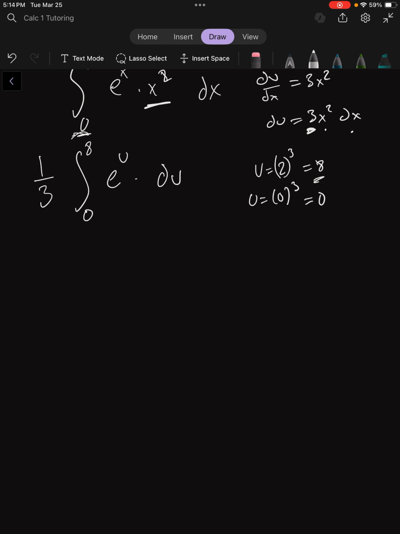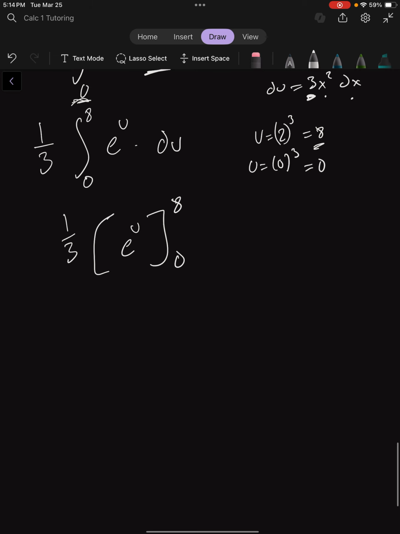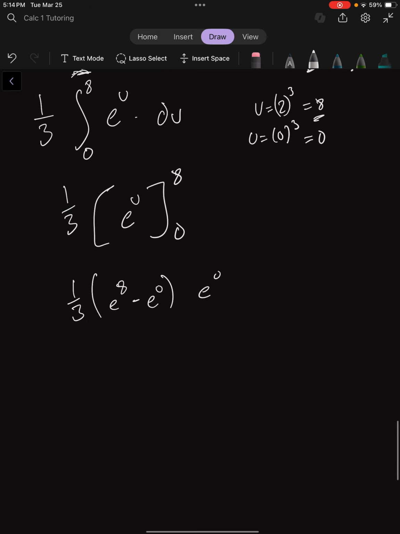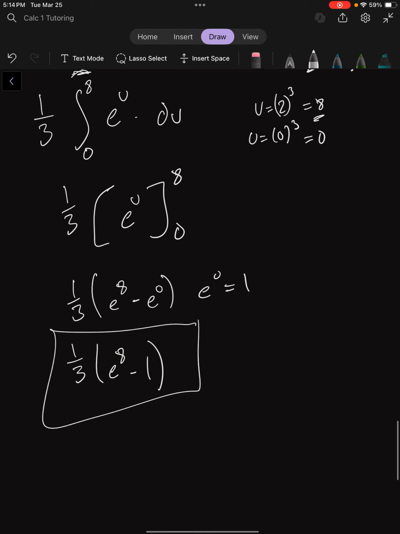Okay, and then finally, we're just going to integrate. The integral of e to the u du is just still e to the u. So we have 1/3 on the outside, and then we're evaluating from 8 to 0. So our integral is going to be 1/3 times e to the 8 minus e to the 0. And we know e to the 0 is equal to 1. So we're just going to write 1/3 times (e to the 8 minus 1). And that's the final answer.